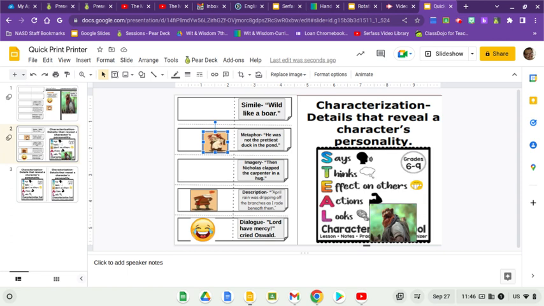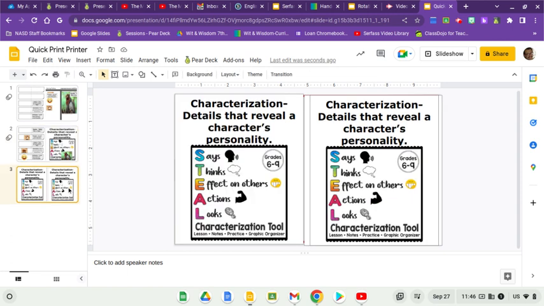All right. So go ahead, please, and stick the characterization on your menu holder and leave the cards out. We're going to be using them.